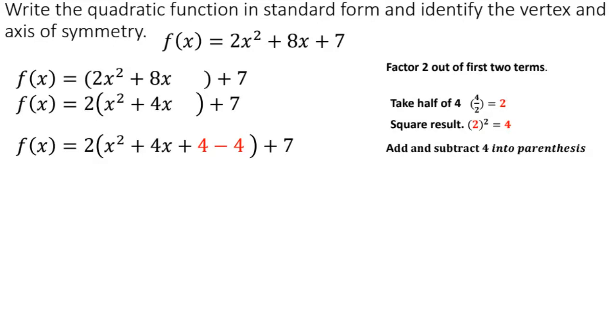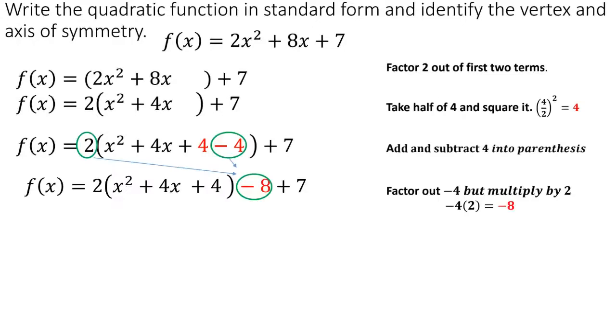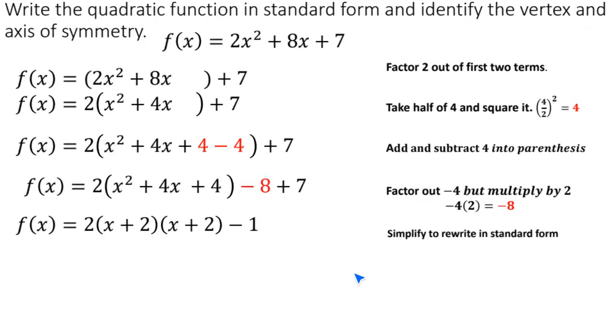So again, I only want to borrow the positive 4, so I'm going to take that negative 4 outside the parentheses. Hence, I have to give back the 2 that I had factored out originally. So this is going to give me 2 times x squared plus 4x plus 4. 2 times the negative 4 is a negative 8, and I have the plus 7 outside. So I can rewrite this and simplify. The x squared plus 4x plus 4 is that perfect square, which is x plus 2 times x plus 2. Minus 8 plus 7 is the negative 1.